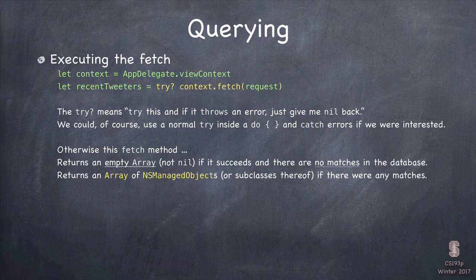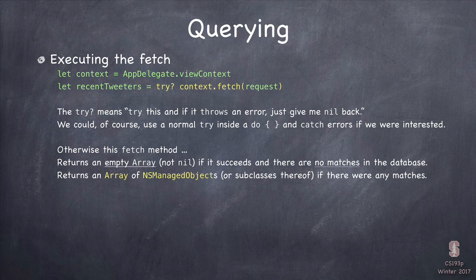But if it doesn't fail, then you're going to get an optional array, and that array is going to be empty if it couldn't find anything that matches your request, or it's going to be full of objects, okay? Tweets or Twitter users, an array of tweets or an array of Twitter users. At least that's what it's going to look like to you. It's not quite that. It looks like it. All right, that's the result you're going to get back. So again, super simple querying.